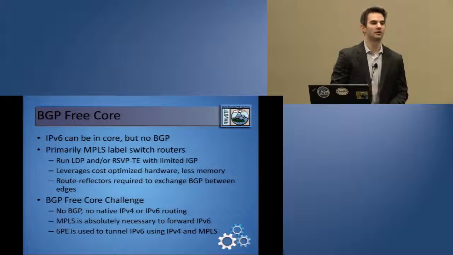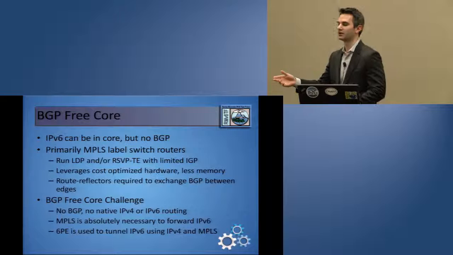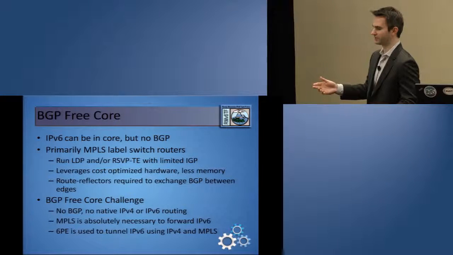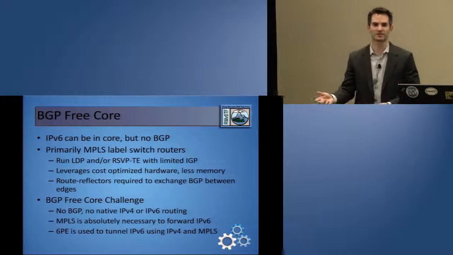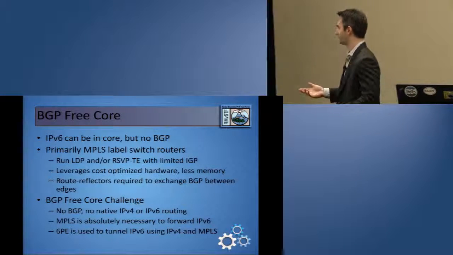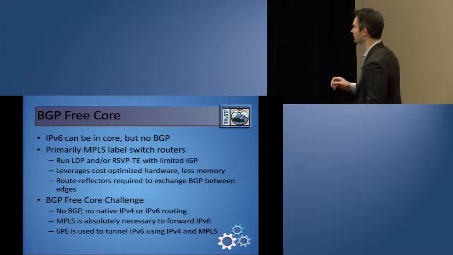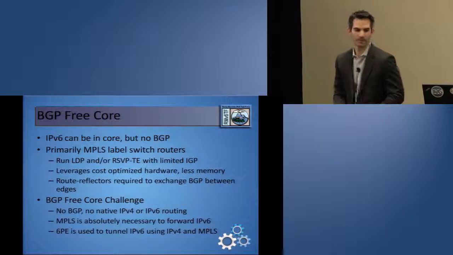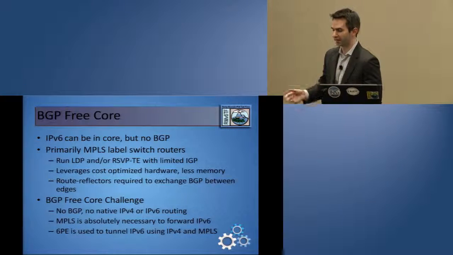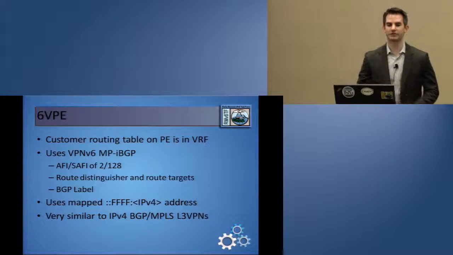So with BGP-free core, this is a challenge for both IPv4 and IPv6. Without MPLS or something to tunnel that information, your traffic isn't going to get very far. It's going to do the lookup, and it's going to fail as soon as it gets to that router because it doesn't know anything about where you're trying to send this. So I say that MPLS is necessary for IPv6, but it's actually necessary for IPv4 as well. Again, 6PE is what's being used to tunnel IPv6 using IPv4 addressing and MPLS. And going back to the diagram I first showed, there's a v4 case that could actually be considered a BGP-free core. So that's most of 6PE.